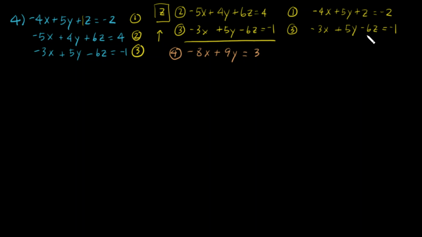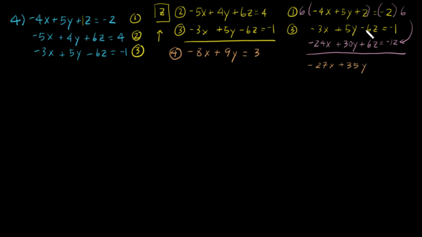Okay, to eliminate z, which was our original plan, what do I need to do? Well, this is a -6. I need to make this a +6, which means I'm going to multiply both sides by 6. So I end up with a new first equation, which is -24x plus 30y plus 6z equals -12. Now, when we combine the two equations, we get -27x plus 35y. These z's cancel out, and we end up with -13. This right here is my fifth equation.